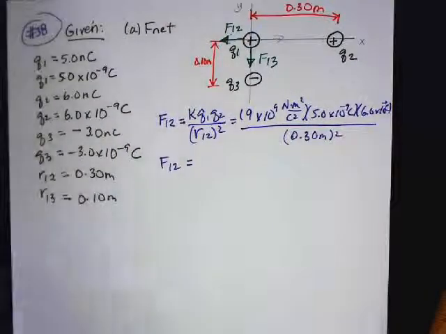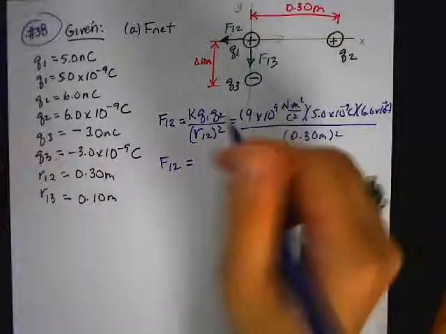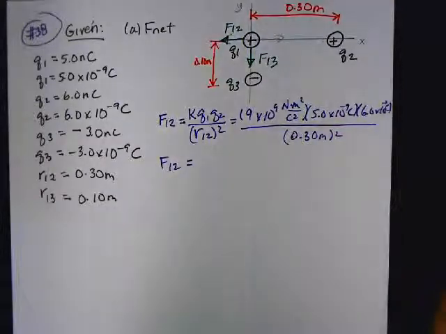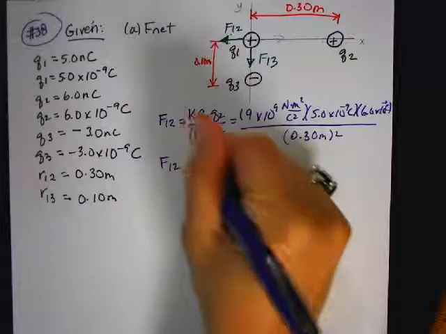So when I do that on my calculator, I should get 3 times 10 to the negative 6 newtons.